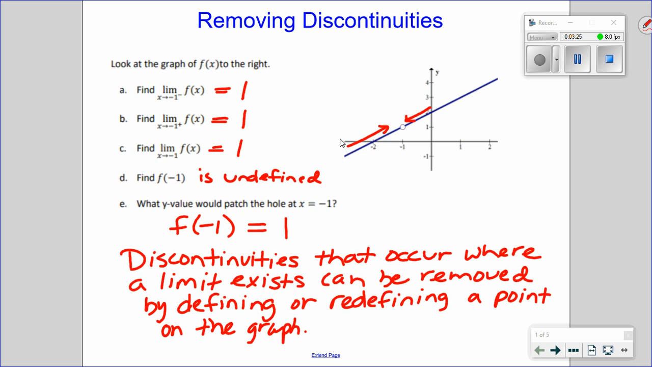I also think of a removable discontinuity this way: sometimes we refer to discontinuities as removable or non-removable. A point discontinuity is removable because if we can just define or redefine a point on the graph, we can remove the discontinuity. But we wouldn't be able to do that with a jump discontinuity or an infinite discontinuity. So those are considered non-removable. All right, let's look at some examples.